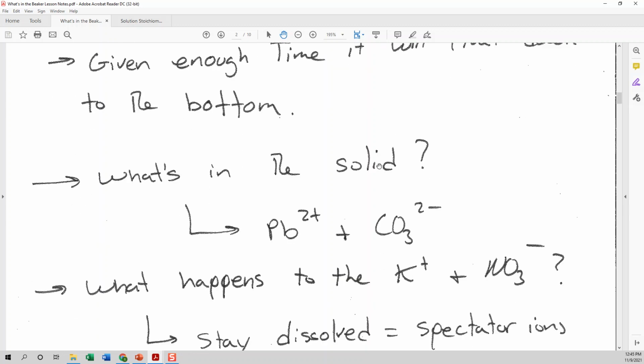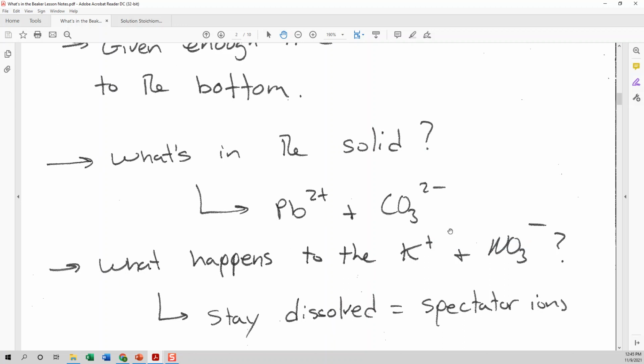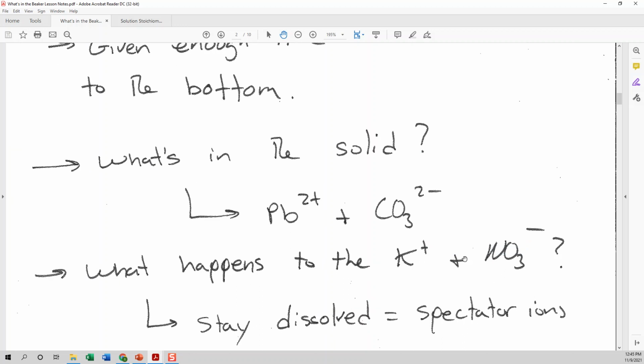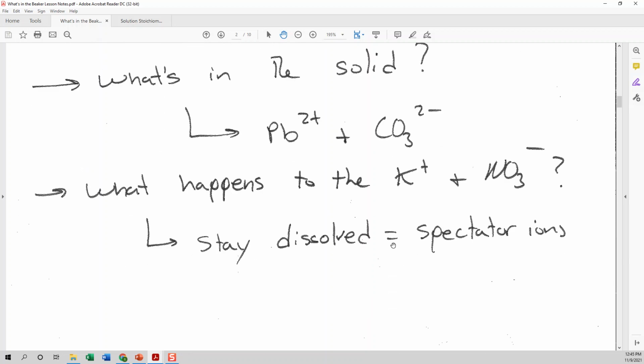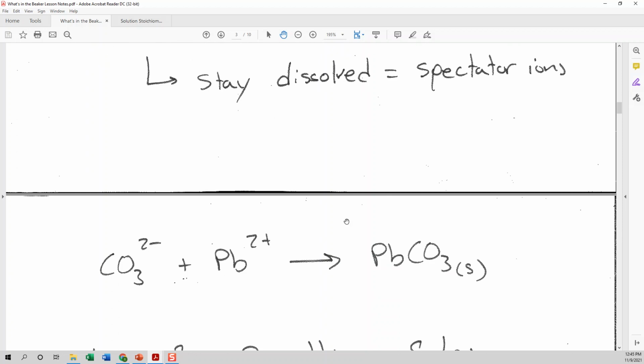So what's in the solid? Well, we know it's lead ions and carbonate ions. And what happened to the potassium and nitrate? It stayed dissolved, right? And so the way we say that is those are spectator ions, which means they're still there. They're still in the container. They're just still dissolved in water, okay? They're spectator ions, all right? So another way to look at the overall reaction is the net ionic equation. So lead 2 plus comes in contact with carbonate 2 minus, and you get lead carbonate. They react in a 1-to-1 ratio. And that's because it's 2 plus and 2 minus.